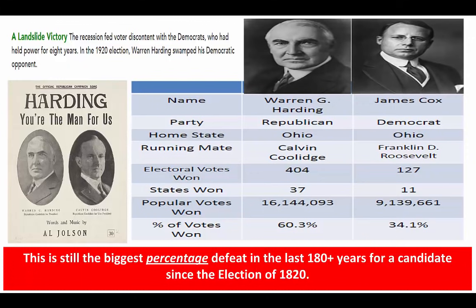And here we see the election of 1920. You can see Harding took on James Cox. Notice they were both from Ohio. Notice the vice presidential candidates for both people went on to become president at some point. Calvin Coolidge would become president when Harding died. And Franklin D. Roosevelt is the third greatest president in American history. He's going to win in 1932.